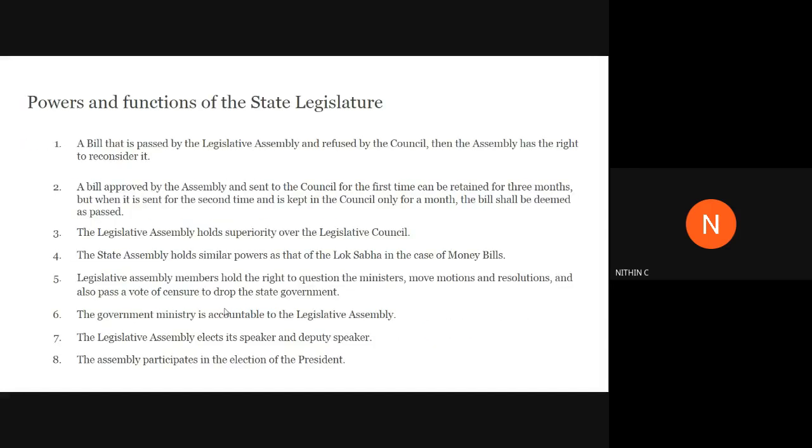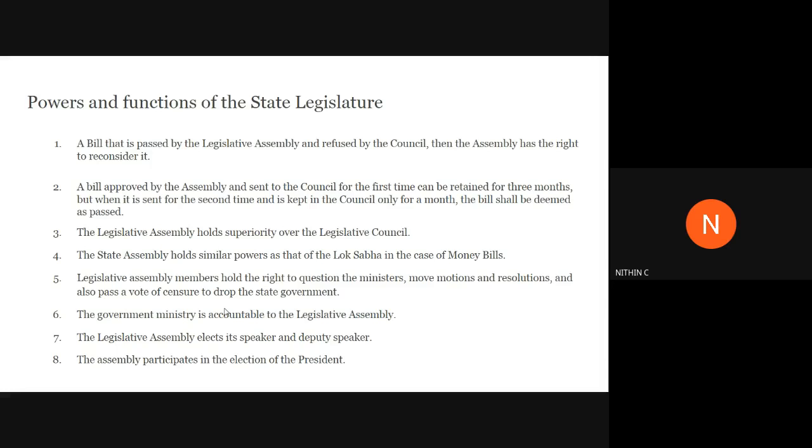Okay. Then, powers and functions of the state legislature. Until now we were looking at the powers and functions of the speaker. So now we are going to see the powers and functions of the state legislature as such. We have already discussed the speaker's functions and some of the powers. So remember that. Now the powers and functions of the state legislature as such.